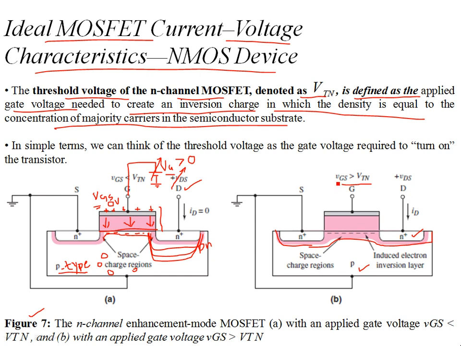So for that channel, VGS needs to be positive and greater than the threshold voltage. This threshold voltage is the minimum voltage that is required to turn on the transistor, so the transistor conducts. Okay, so that's the idea. This is an important parameter associated with the transistor.